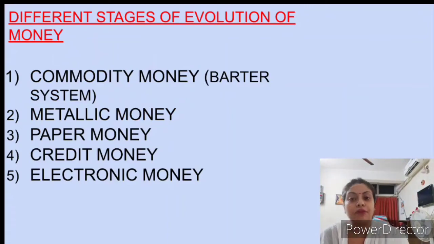Now, the various stages that money went through over the period of time. The first one, and this is something not related too much to your syllabus, but you need to know the evolution stages to understand the forms of money. So we will quickly understand these without going too much into detail. The first is the commodity money, where you exchange things. That is a barter system. Second, the metallic money. Third, the paper money. Credit money is the fourth one, and finally what we have is the electronic money.